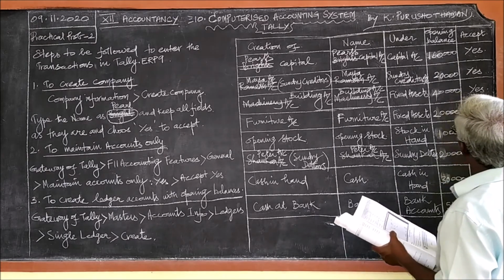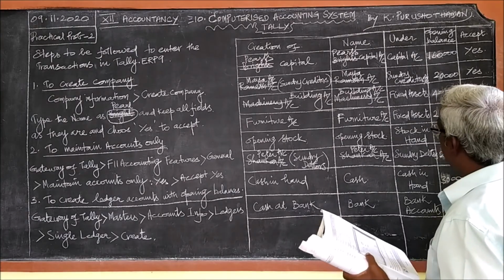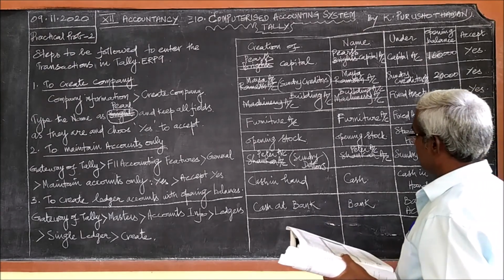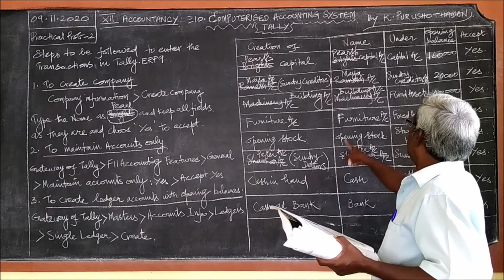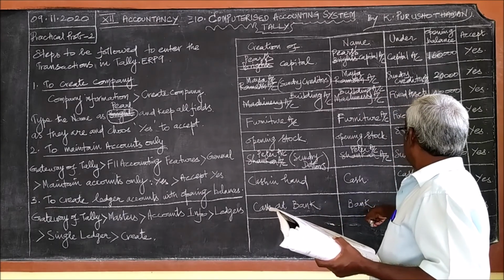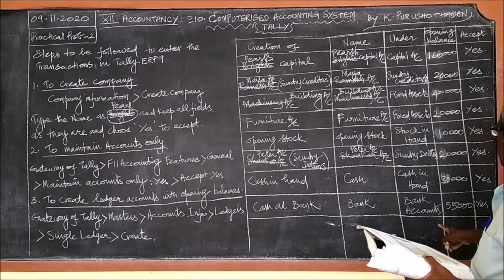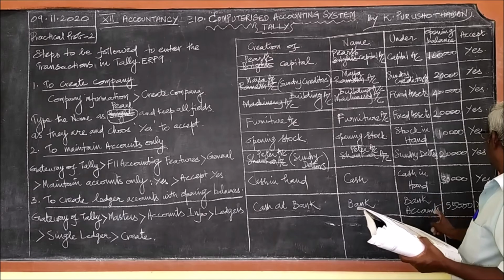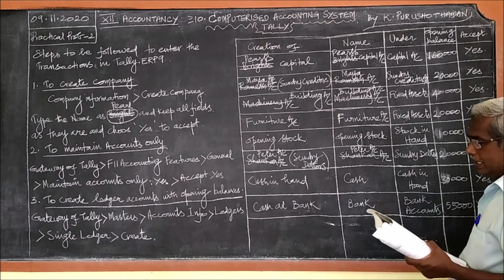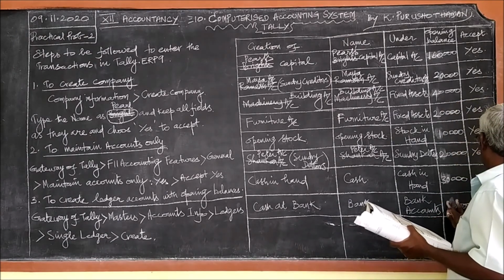30,000. Since the process is over, give yes to accept. Then the last item is cash at bank. Under what name should it be written? Bank. Here also we can write cash at bank, but the heading is bank accounts. The amount there is 60,000.